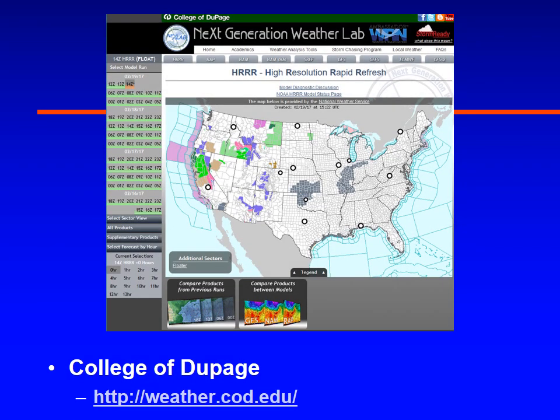The College of DuPage takes this information also, and they have a very good website that allows you to look at HRRR data, RAP data, NAM data, and also GFS. And I think they also have a link to the Euro.